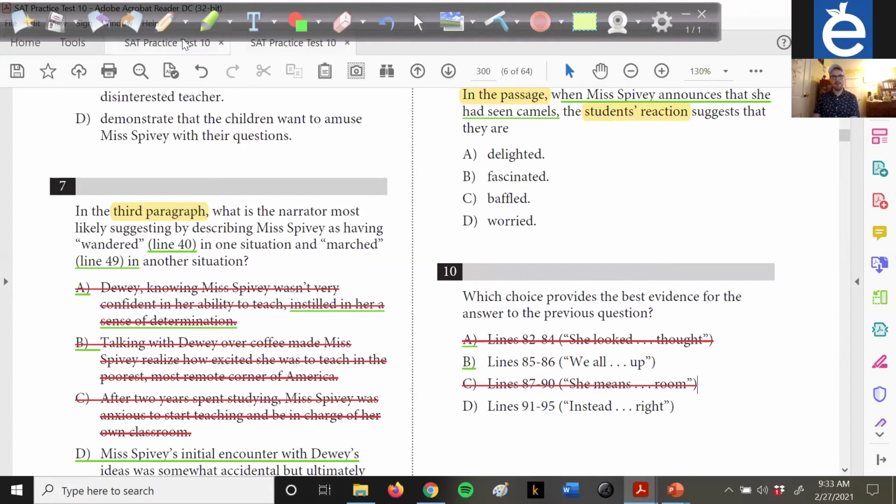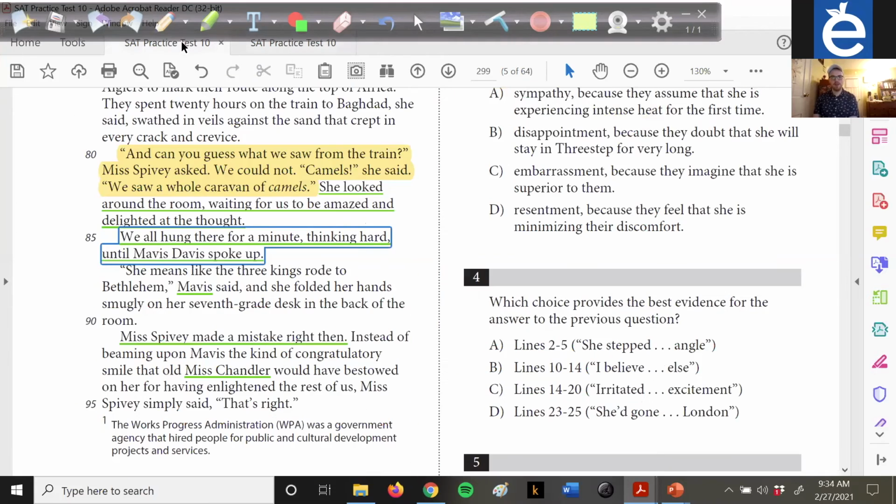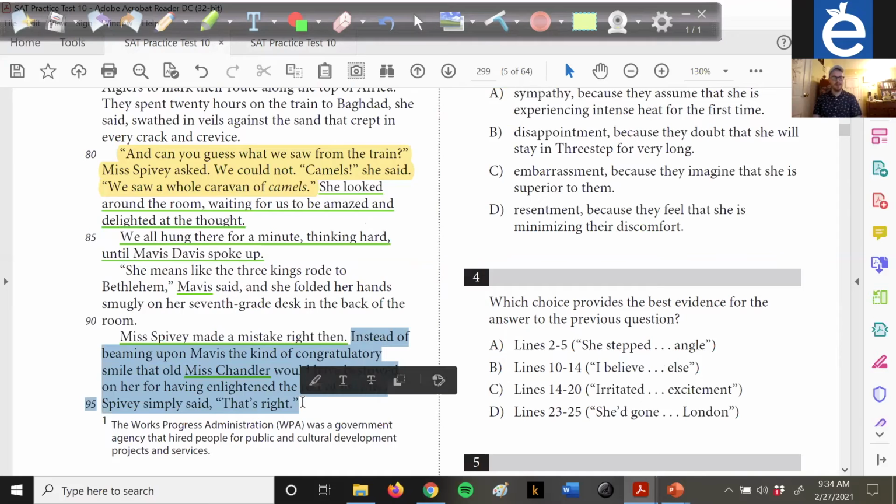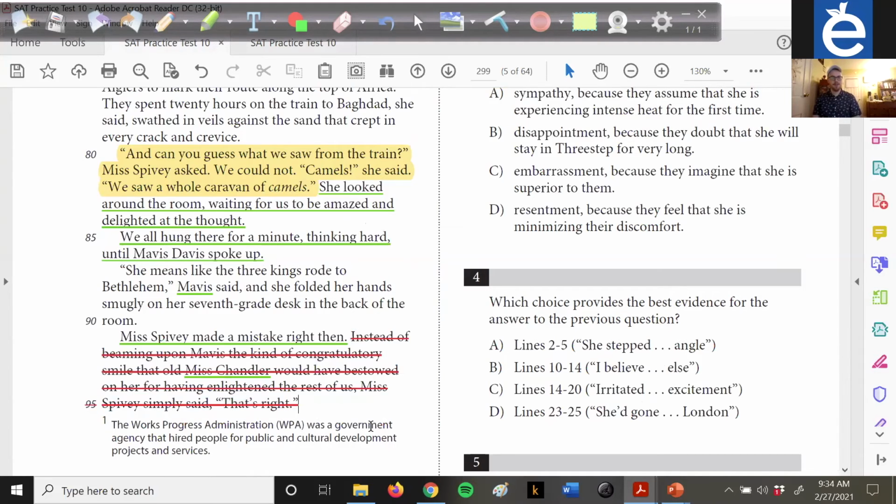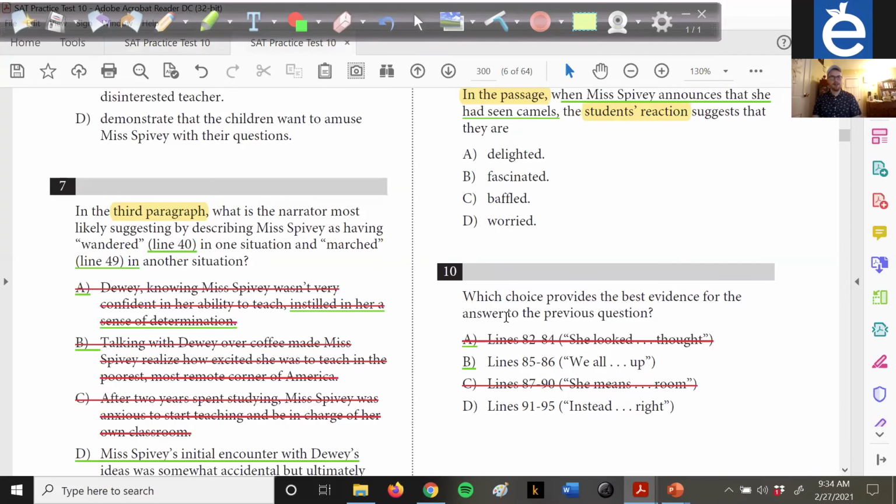D, 91 to 95, starting with "instead" and ending with "right." "Instead of beaming down upon Mavis the kind of congratulatory smile that old Miss Chandler would have bestowed on her for having enlightened the rest of us, Miss Spivey simply said, 'That's right.'" Well, that has to do with Miss Spivey's reaction to Mavis's reaction. That doesn't actually have to do with the class's reaction to Miss Spivey's statement. Boom, we've narrowed it down already.